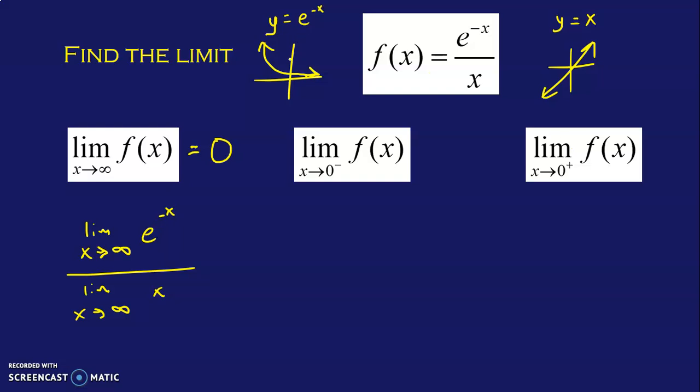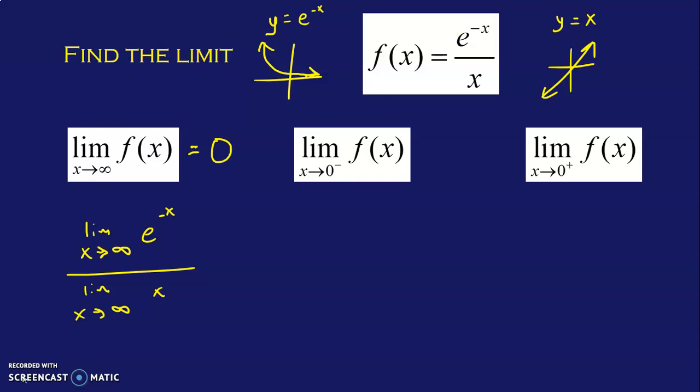Now, if I look at the graph of e to the negative x, I'm going to be approaching 1 from the left and the right. And as I look at y equals x, I'm going to be approaching 0 from the left and the right. Now the reason this one gets interesting is because I'm dividing by x. So if I'm dividing by 0, I'm going to be having some issues. So let's think about how we could approach this problem.